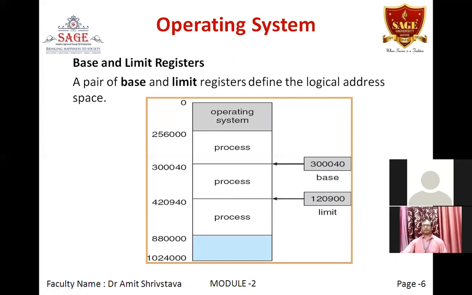But suppose the process is a malicious program or it's a virus, then it might generate an address which is beyond the limit of this particular process. Let us say it generates the address 420960. So what will happen? This address is greater than this 420940. So the operating system will not execute that statement and it will simply terminate that process. So basically these base and limit registers are utilized for protection of user space.